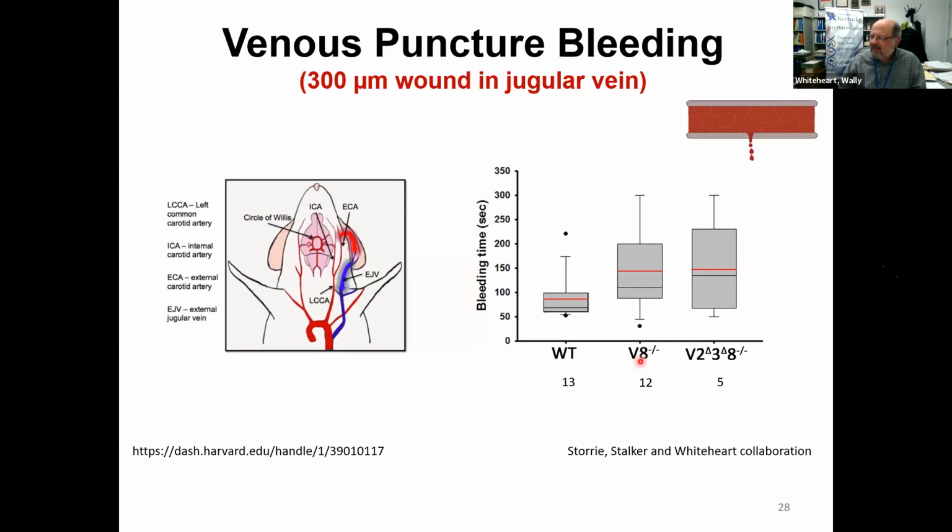But the VAMP8 animals that really didn't have a phenotype in the tail bleeding assay didn't have a phenotype here. And the 238 animals also didn't have a statistically significant phenotype. So in neither one of these cases was there a phenotype, suggesting that even this little bit of secretion that's available in these mice is enough to stop bleeding in this particular model. Again, a venous model, a puncture wound, much like what Wolfgang was showing.